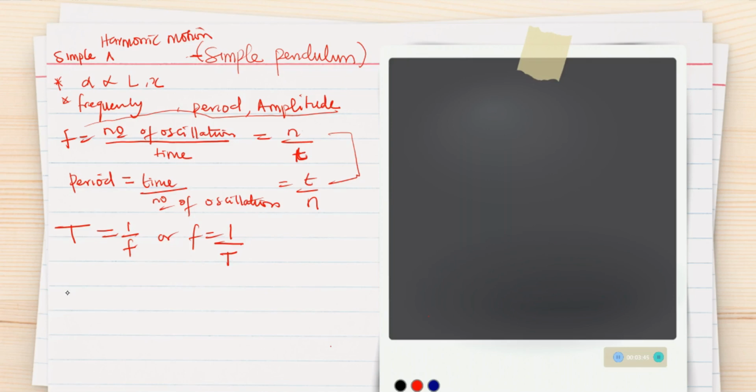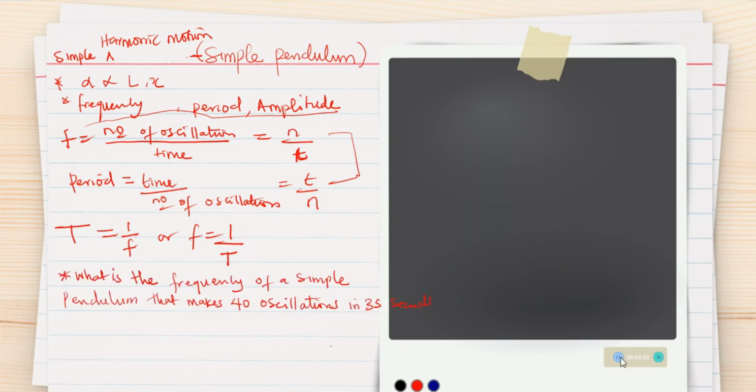Now, let's take an example of a question. We are greeted with this question. It says, what is the frequency of a simple pendulum that makes 40 oscillations in 35 seconds? So, our solution. We already know the number of oscillations from this question. Number of oscillations is equal to 40. Our time is equal to 35 seconds.